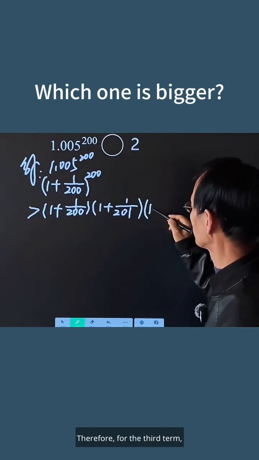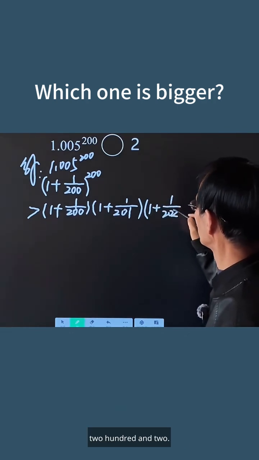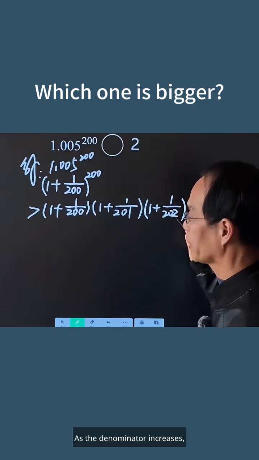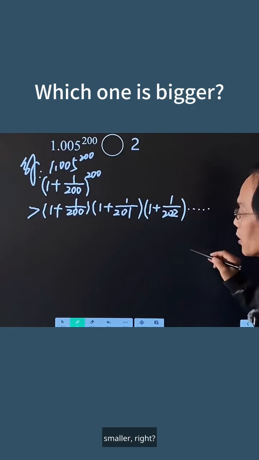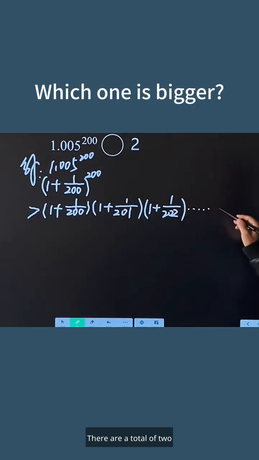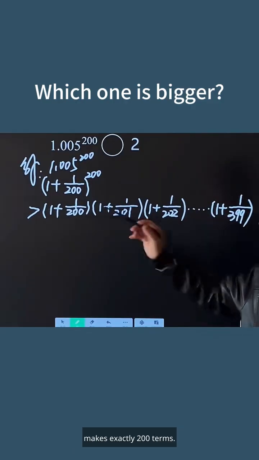Therefore, for the third term, we again increase the denominator, 1 plus 1 over 202. As the denominator increases, the value of the fraction decreases, so it keeps getting smaller, right? How small does it get? There are a total of 200 terms, so the last term would be 1 plus 1 over 399, right? From 200 to 399, there are 200 terms.